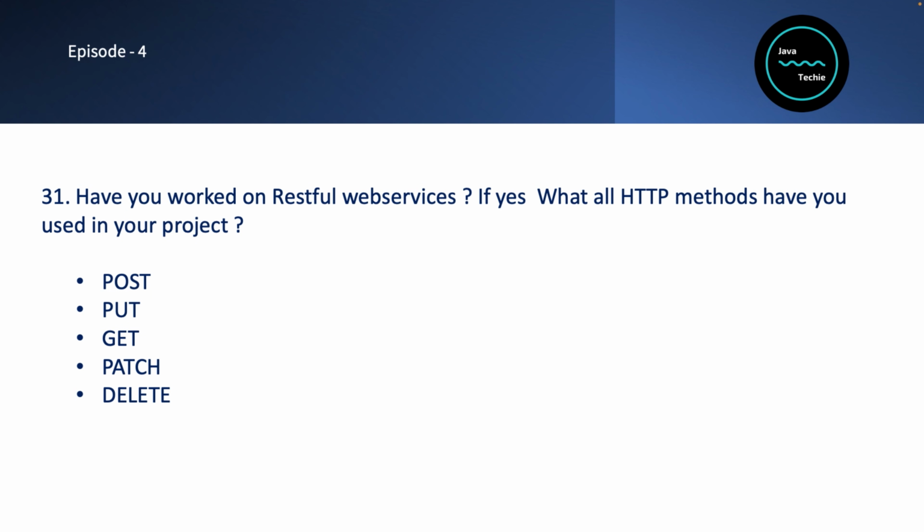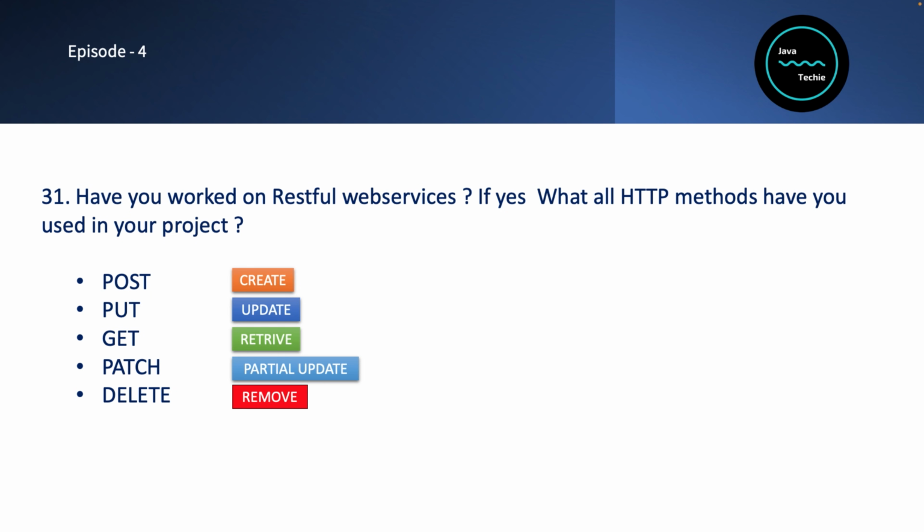For example, if you want to create any resource on the server, you can use this POST HTTP method. You can use the PUT if you want to update something on the resource. If you want to retrieve the information from the resource, you can use this GET HTTP method. Similarly, if you want to update partially, then you can use the PATCH HTTP method. And if you want to remove the resource from the server, then you can use the DELETE HTTP method. So there are many more HTTP methods available in web development, but these five are hugely used in industry. Okay, POST, PUT, GET, PATCH and DELETE for different operations.